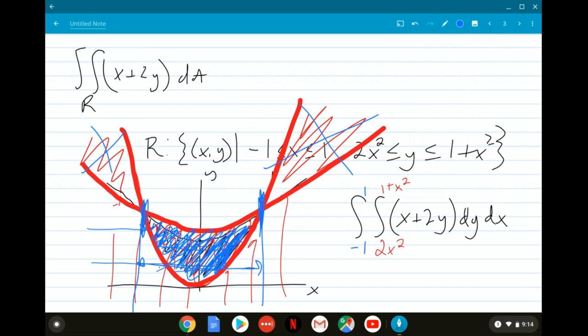If you don't buy it, you could try to say, oh, well, I'm entering this function, this lower half, which would be 2x squared equals y, so x equals plus or minus the square root of y over 2. And you might say, okay, it enters through the negative square root of y over 2 and exits the positive square root of y over 2.